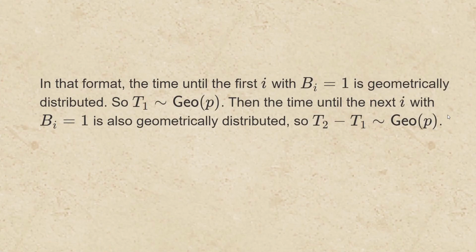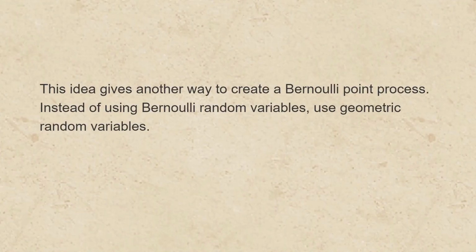In that format, the time until the first I with B sub I equals 1 has a geometric distribution. So we could write T1 is geometrically distributed with parameter P. Then the time until the next I with B sub I equals 1 is also geometrically distributed. So T sub 2 minus T sub 1 also has a geometric distribution with parameter P. This idea gives another way to create a Bernoulli point process.